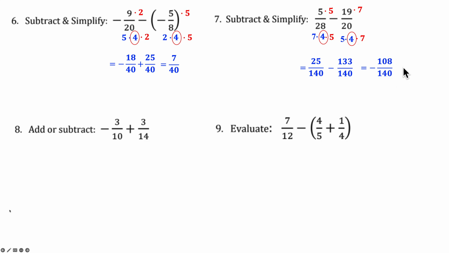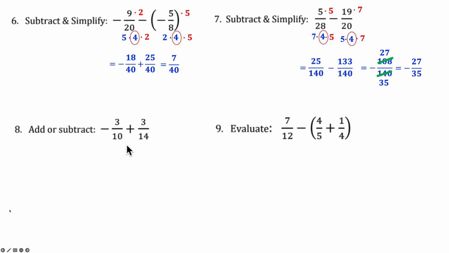So remember what we said about the last two digits, or if I haven't, here's the rule. We have 8 and 40. Both are divisible by 4. So 108 divided by 4 is 27. 140 divided by 4 is 35. Negative 27 over 35.